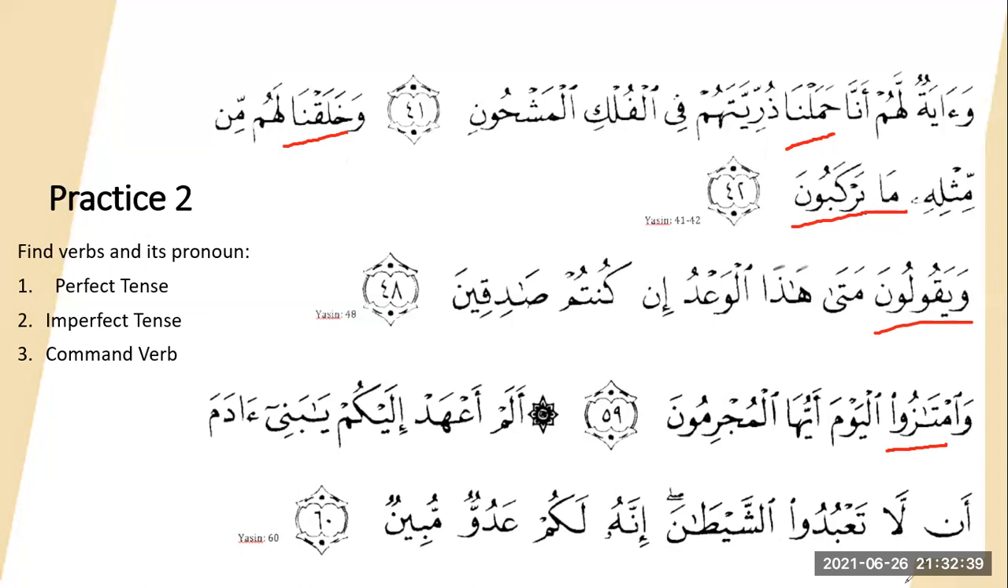You don't say "wa imtazu", but "wamtazu". Okay? Can you repeat, Ustaz, how to recognize fi'l amr? It begins with hamza, and ends in a sukun if it's singular. If it's plural, it ends with waw alif.